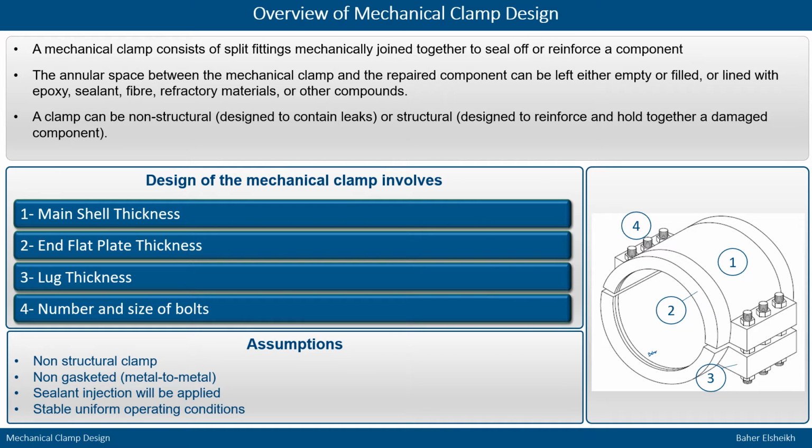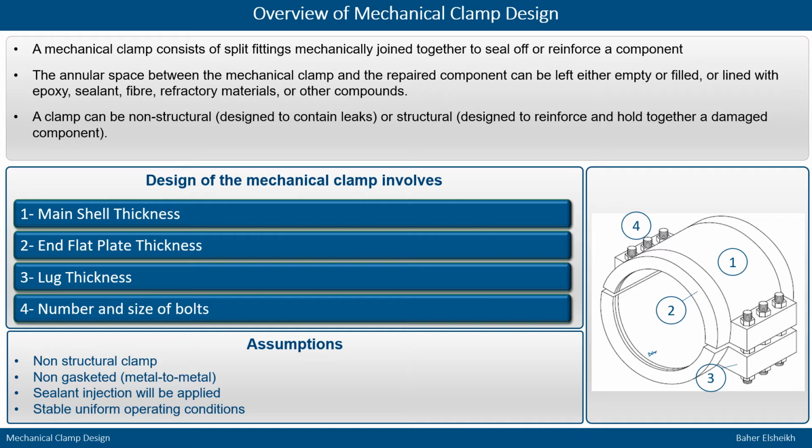A mechanical clamp consists of two split fittings mechanically joined together to seal off or reinforce a component, and the annular space between these two parts and the component inside can be left empty, or it can be filled with some kind of lining, epoxy, sealant, or any refractory material. The clamp can be categorized as non-structural, which is designed to contain a leak, or structural, designed to reinforce and hold together a damaged component.